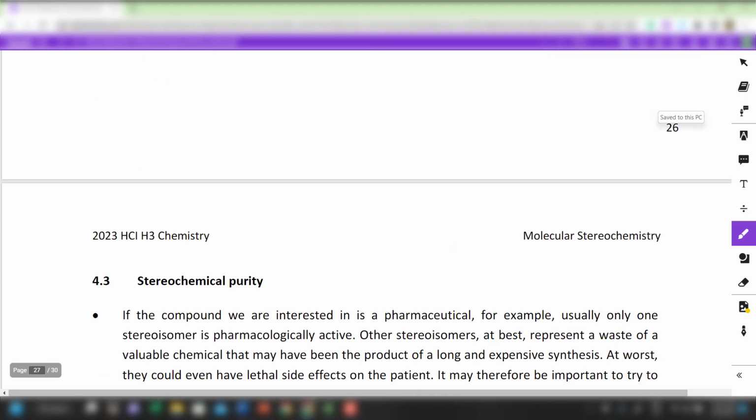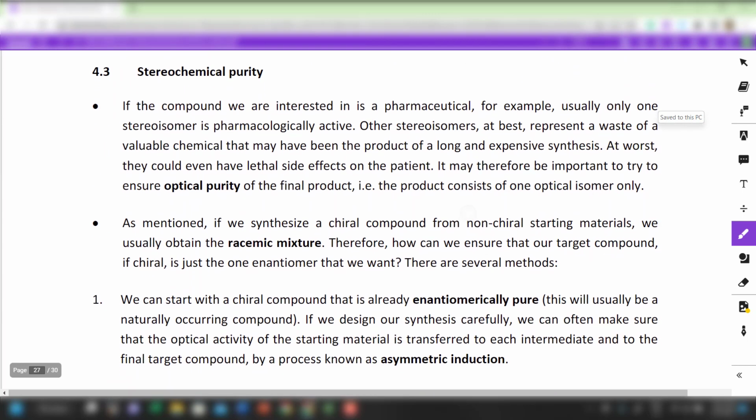I'm just going to go to the last section, or maybe the second last section, on stereochemical purity. Usually for pharmaceutical products such as medicine, only one of the stereoisomers is active, so the other one is not active, or it could be poisonous. Because of that, it is important for us to ensure that during our synthesis we are making the pharmacologically active one, and not the other one that is not active or turns out to be a poison.